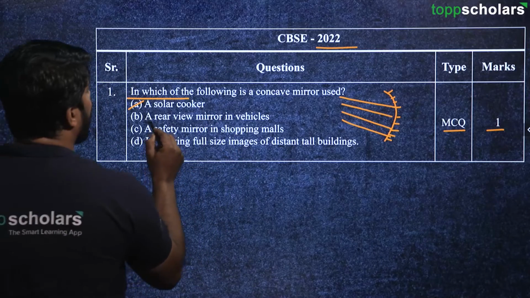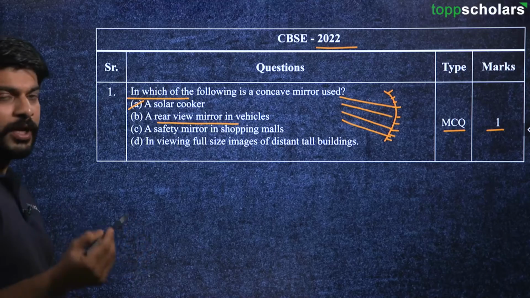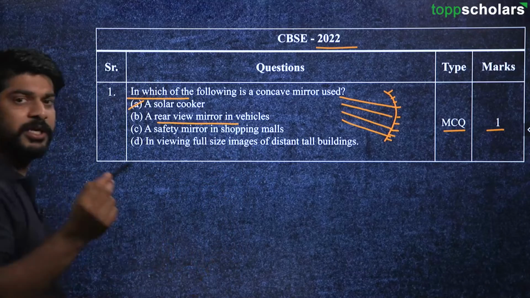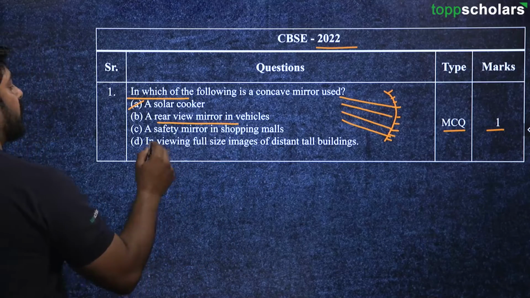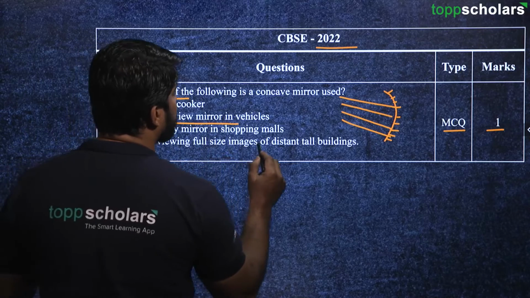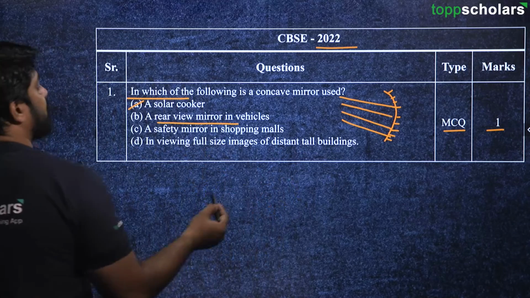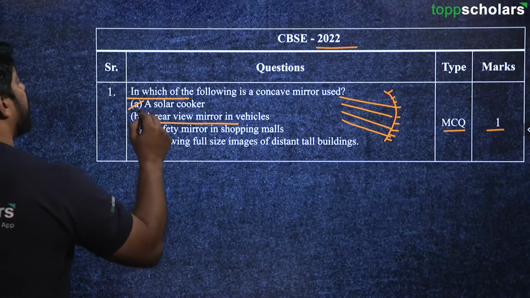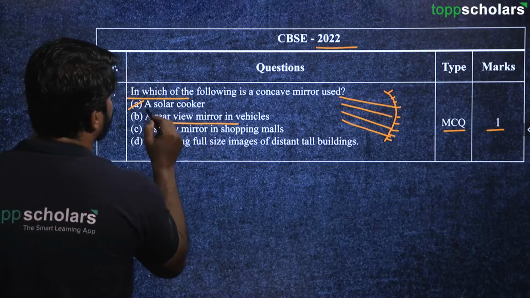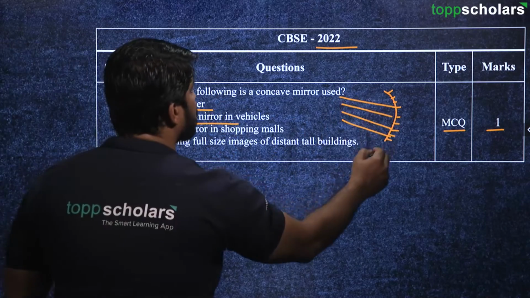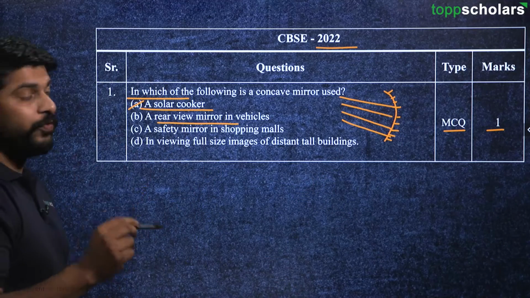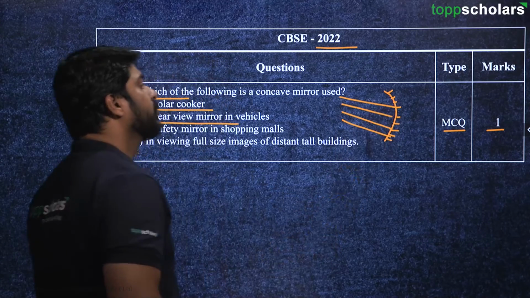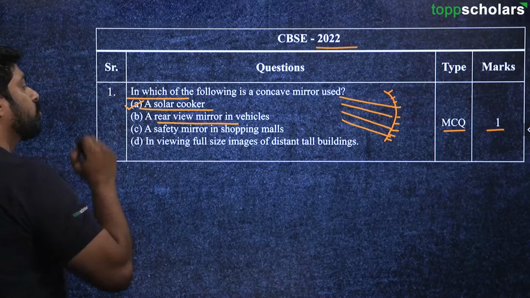Second option is rear view mirror in vehicles. Definitely this is not the answer because we know over here convex mirror is used. Then safety mirror in shopping malls. Again, here also we use convex mirrors. Then viewing full size images of distant tall buildings. Again in this case also we can use the convex mirrors. But here in case of a solar cooker, we can use such kind of a concave mirror where energy from the sun rays can be focused at a particular point. So the correct answer should be solar cooker.